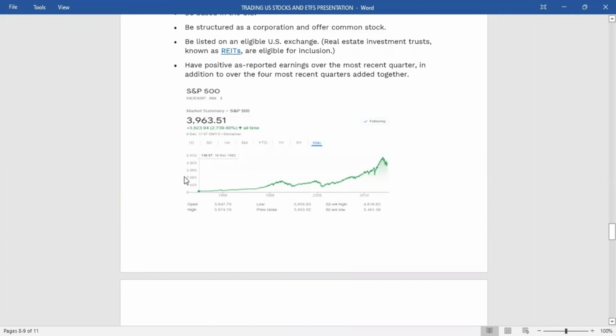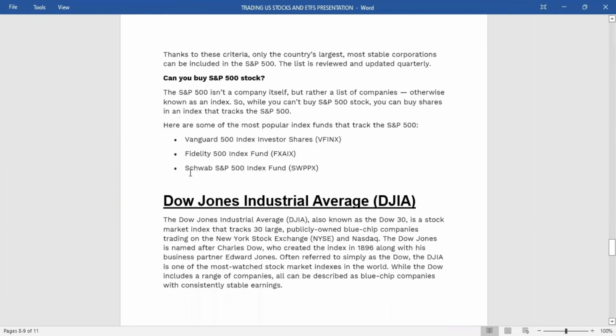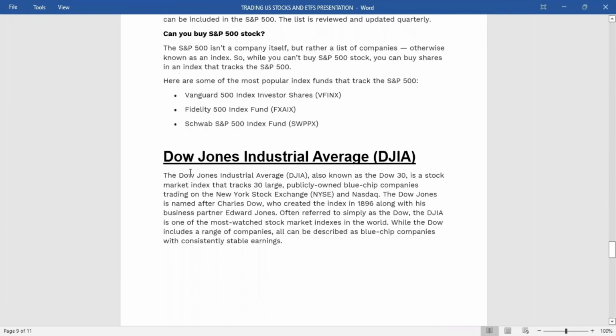Okay, so can you buy the S&P 500 stock? No, you cannot buy the S&P 500 stock because it's not a company itself, it's just an index. But you can invest in various index funds that track the S&P 500. Good examples are the Vanguard 500 Index Investor Share, the Fidelity 500 Index Fund, and the Schwab S&P 500 Index Fund.